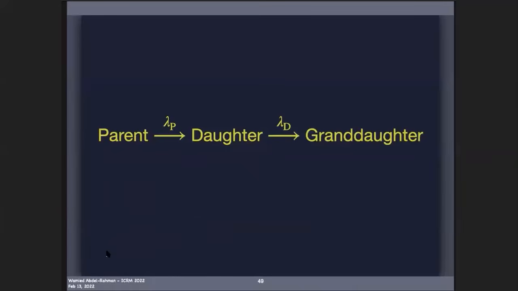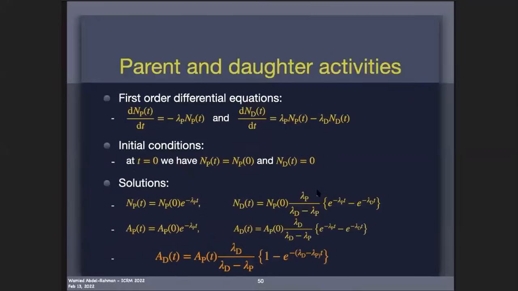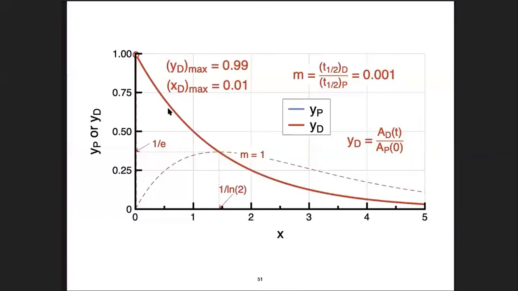Finally, we have the general case, when we have a parent, daughter, granddaughter decay scheme. So for the daughter now, we're not interested in the activity of the parent, but the activity of the daughter. Again, we set up these differential equations, and from the solution we get the equations that describe the activity of the daughter as a function of time. And in general, this is how it looks.